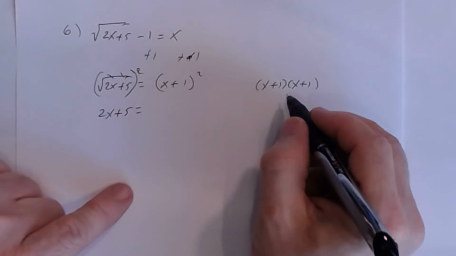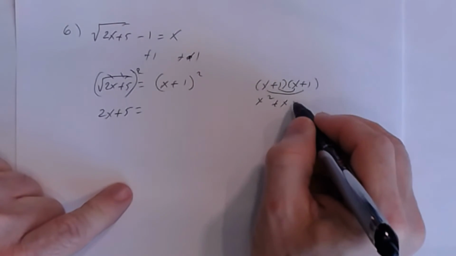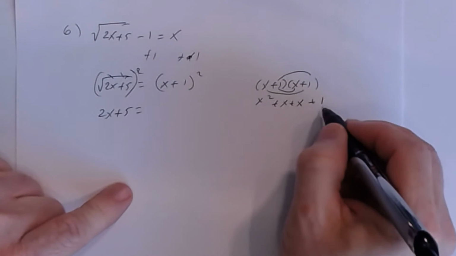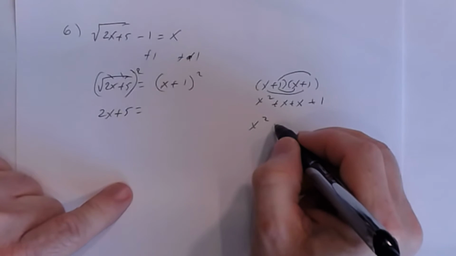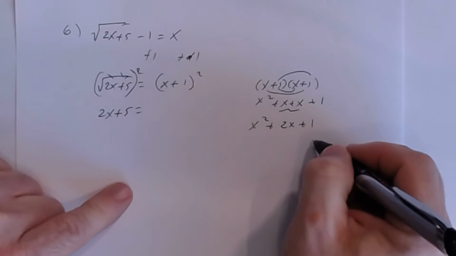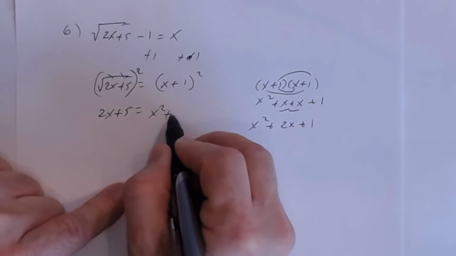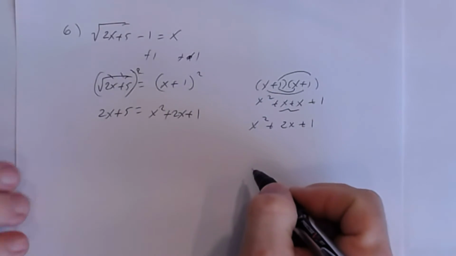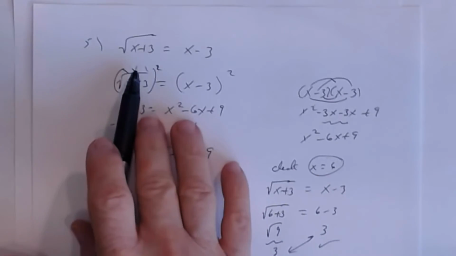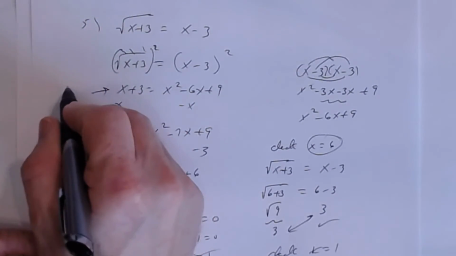And if I FOIL this out, I get x times x is x squared. The outer is x. The inner is x. And then the last, 1 times 1 is 1. And so I get x squared plus, and then x plus x is 2x, and then plus 1. So this goes here now. So x squared plus 2x plus 1. So just as the previous problem, I went from a square root equation to a quadratic. See, that's a quadratic equation right here.